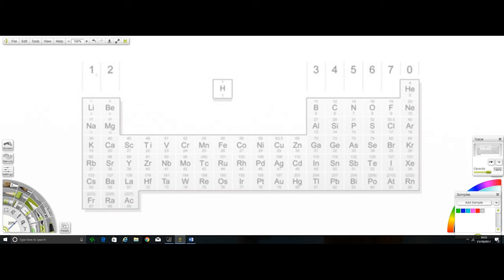So group 1 elements, looking back at the periodic table, are here, where the number 1 is, and it goes all the way down to the bottom. It starts with lithium, then sodium, potassium, rubidium, cesium and francium.